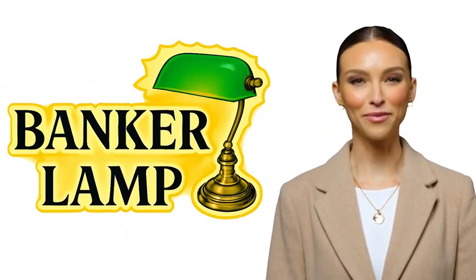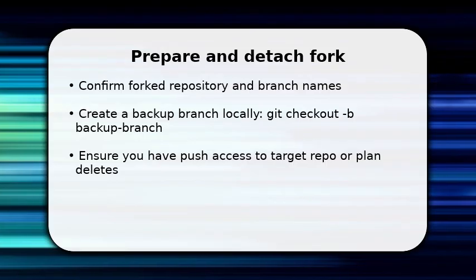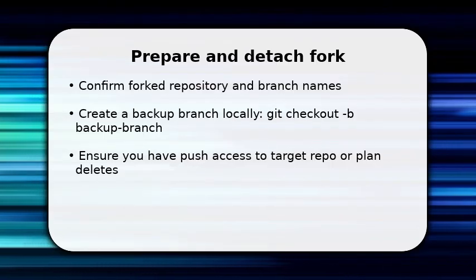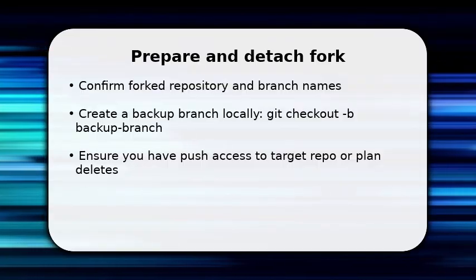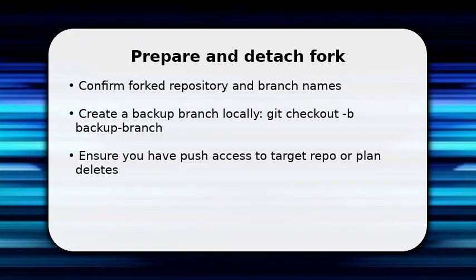Please enjoy the video. You will start by preparing the repository and creating a safeguard. Clone the fork if you haven't, then create a local backup branch so you can recover changes later. Once done, add the upstream remote that points to the original repository and fetch its branches. Make sure to identify the branch you want to keep or remove. This lays the groundwork so you can safely delete the fork relationship without losing commits you care about.